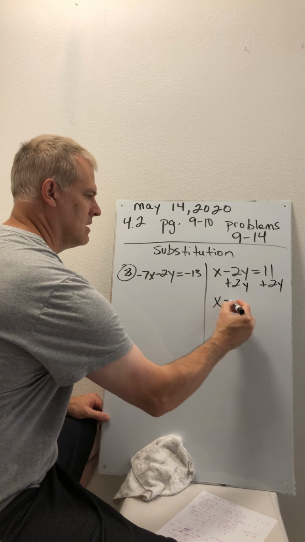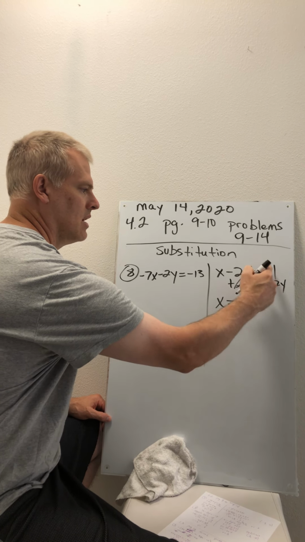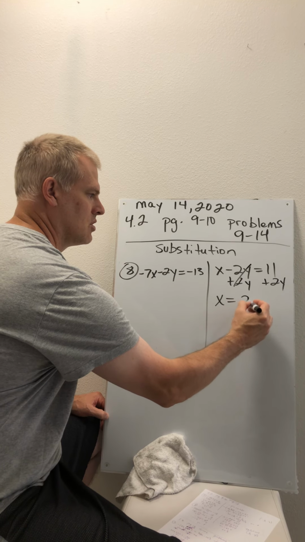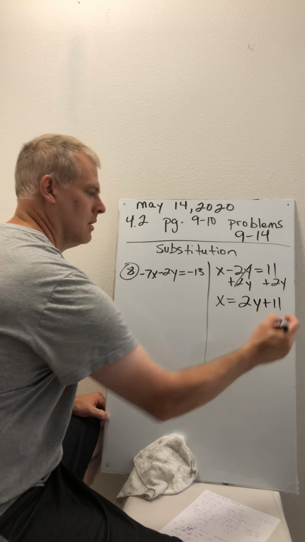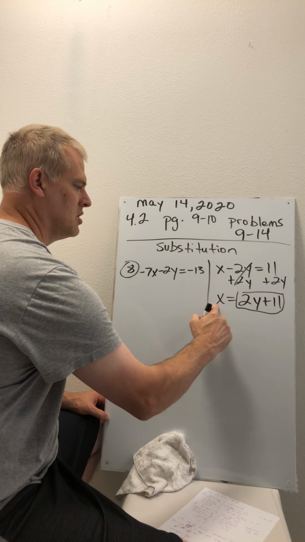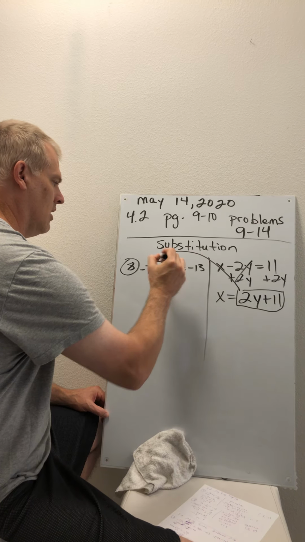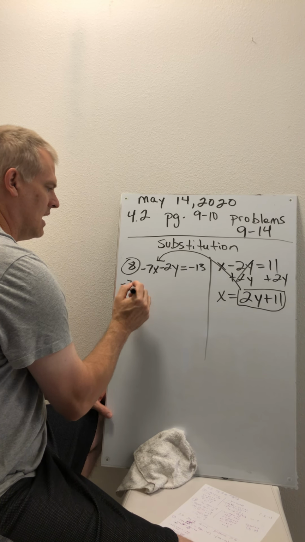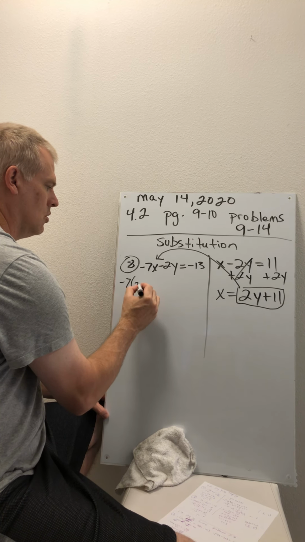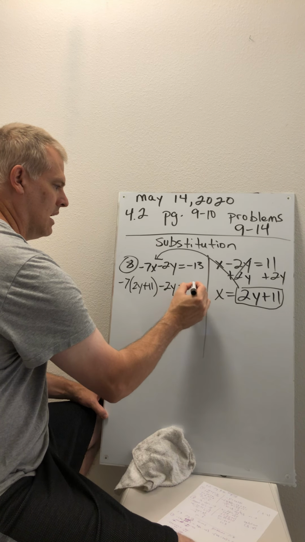So I get x equals, and again, we cannot add these together. Why? Because they are not like terms. So x equals 2y plus 11. So I'm going to take this, and this time I'm going to substitute it in for x on the other side instead of y. So way over here for x. So negative 7, and then I plug it in. 2y plus 11 minus 2y equals negative 13.